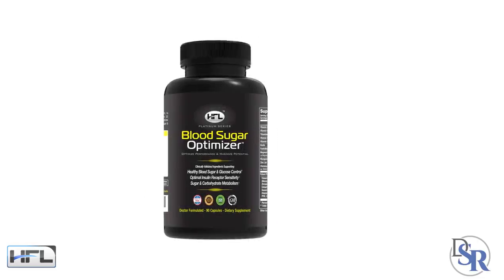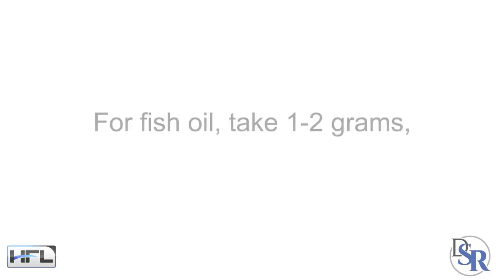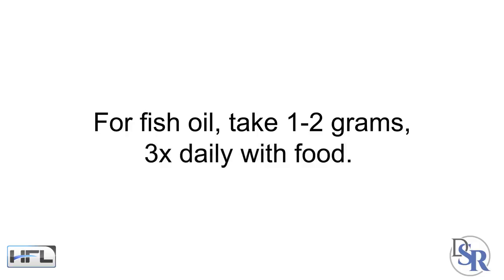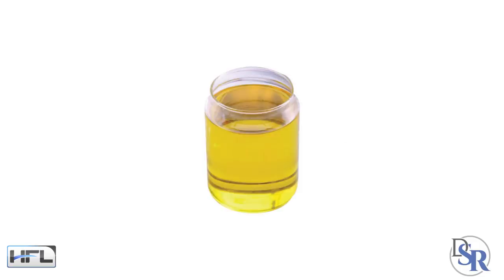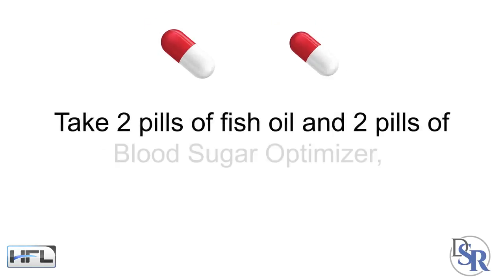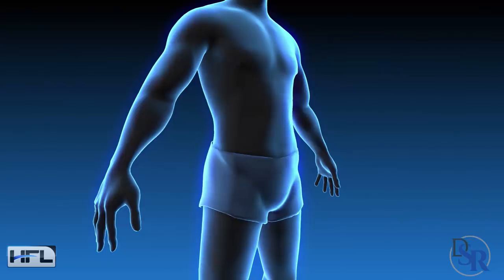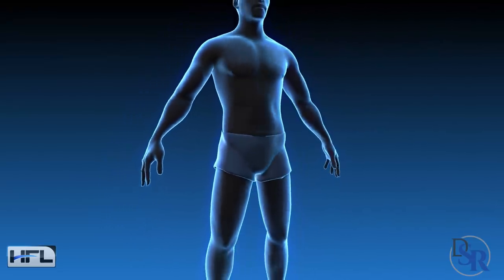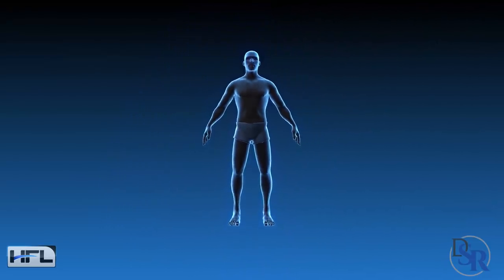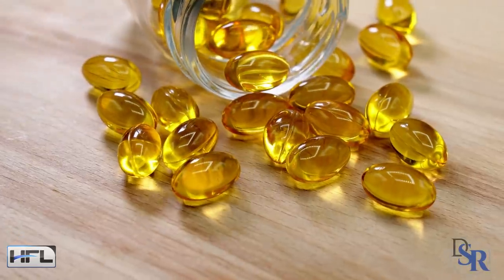Number 3, you want to take fish oil. Now, Blood Sugar Optimizer and fish oils are my 2 favorite supplements for improving insulin and blood sugar levels. For fish oil, I take about 1 to 2 grams three times daily with food. I take the raw oil because for me, it's just cheaper than taking a bunch of pills. But most people probably won't take the raw oil; you'd rather take pills. So you can take 2 pills of the fish oil and 2 pills of, for example, Blood Sugar Optimizer three times daily with food, and you will see some very cool positive body composition changes over the next few months. And I put a link to the fish oils that I take.